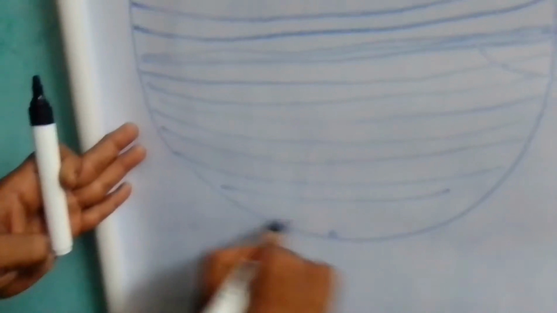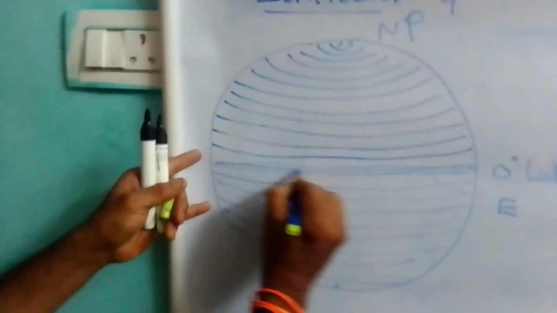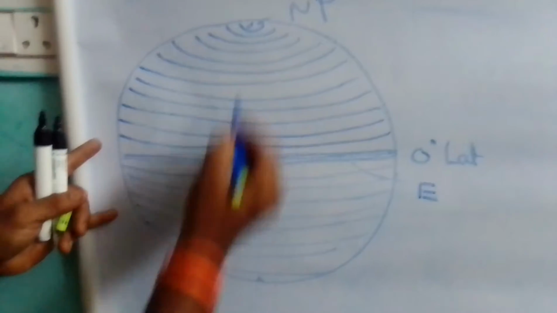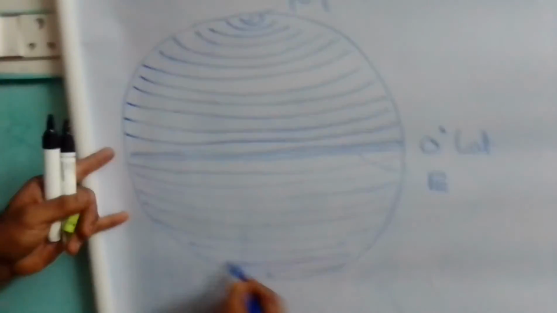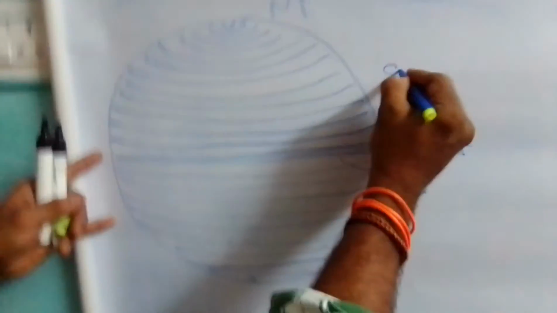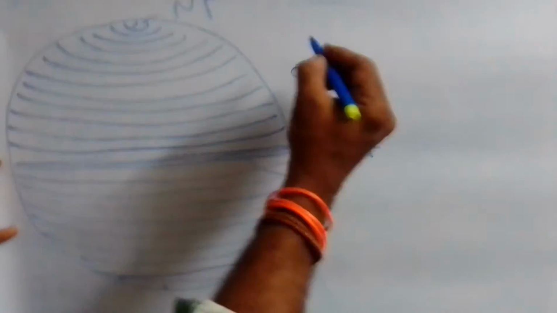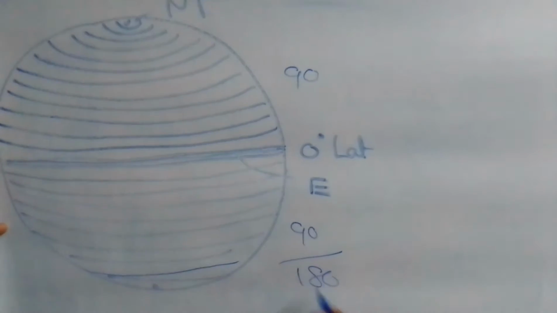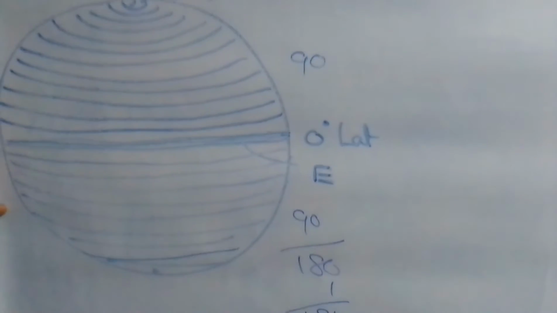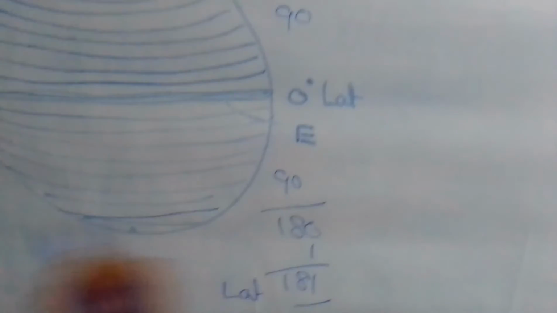lines from equator towards south, and 90 lines from equator to north we draw. So all these, 90 on the north part, 90 on the south part, totally 180, plus 1 equator, totally 181 latitudes.